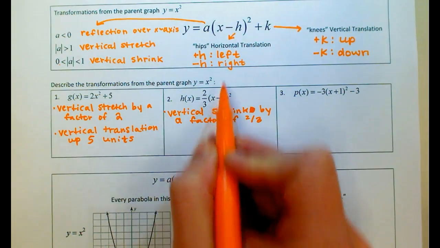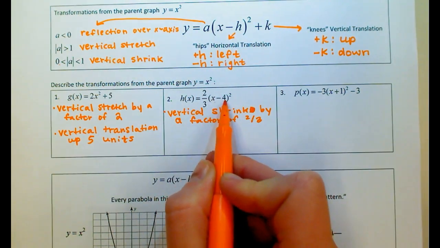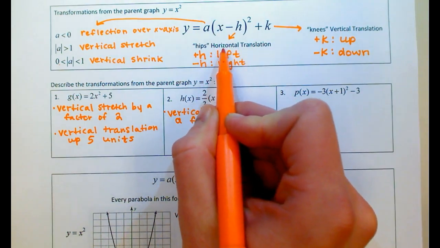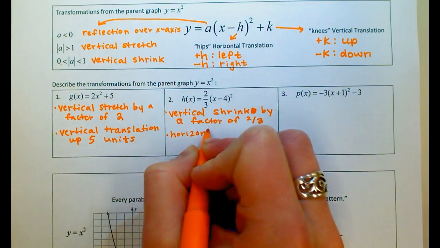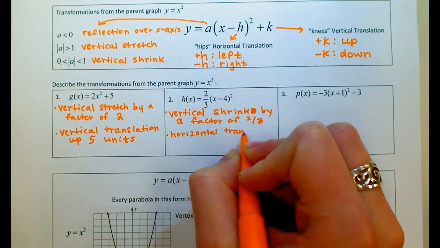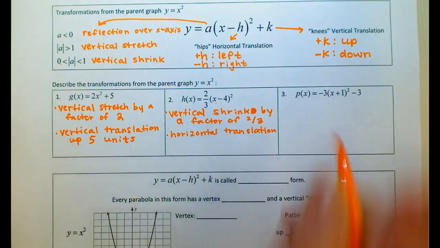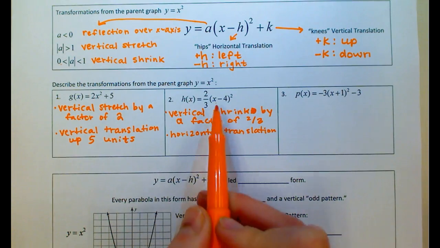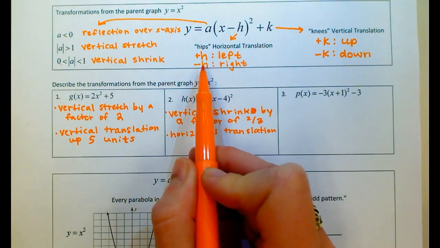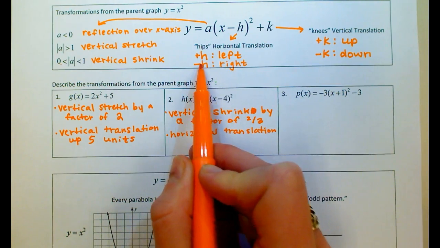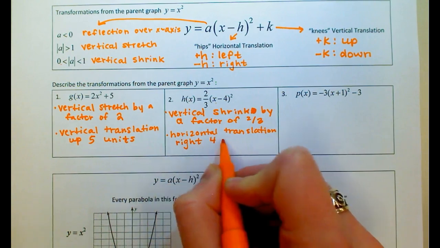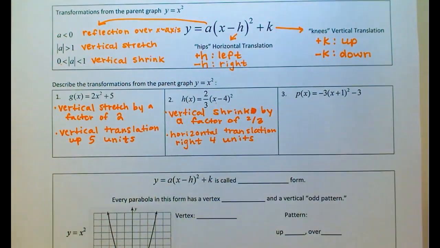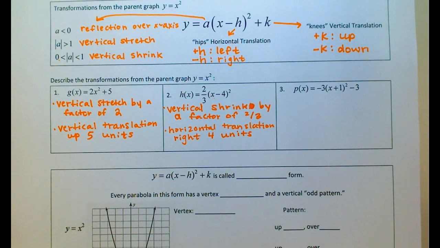And then I look at this part right here, and this is the part that's inside parentheses this time. So inside the parentheses is our horizontal translation. Now we have to determine our horizontal translation. If it is minus 4, that means our graph is moving to the right. The negative h means it goes to the right 4, so right 4 units. All right, if you want to pause the video and try out number 3, push play when you're finished.